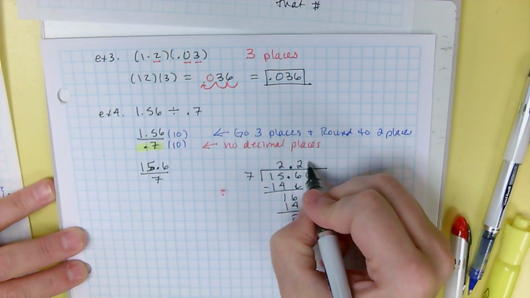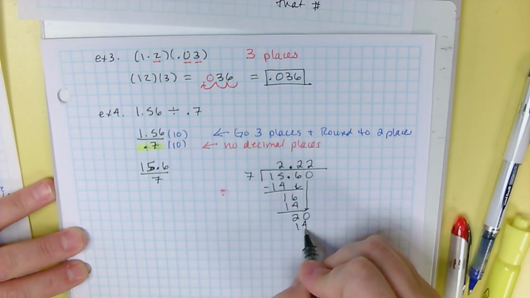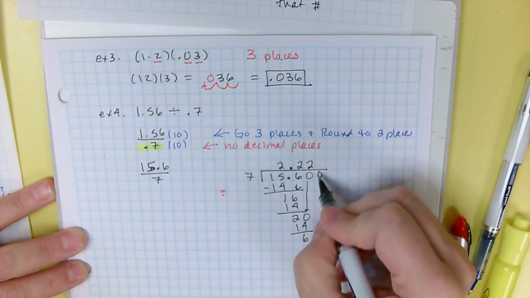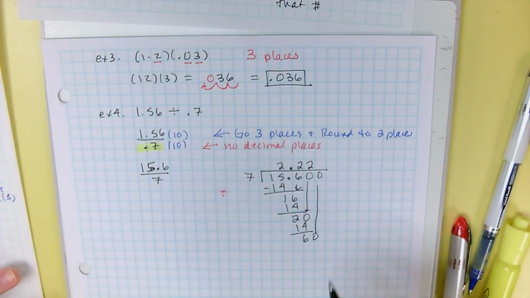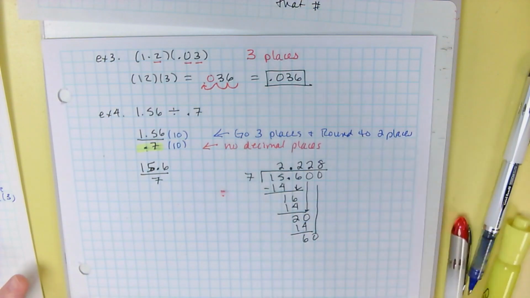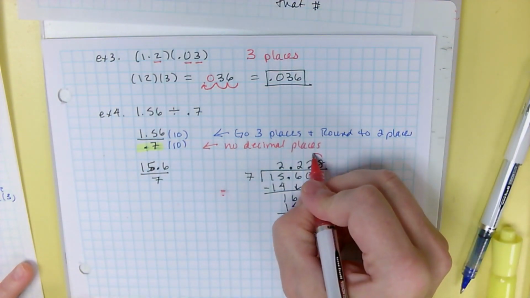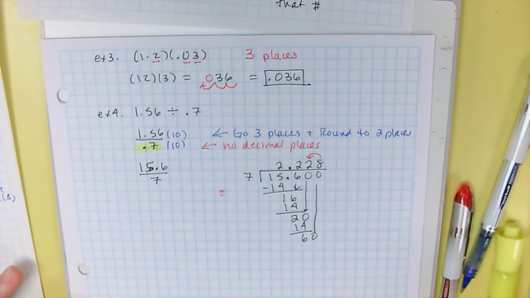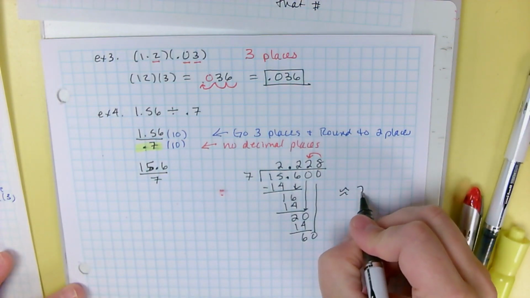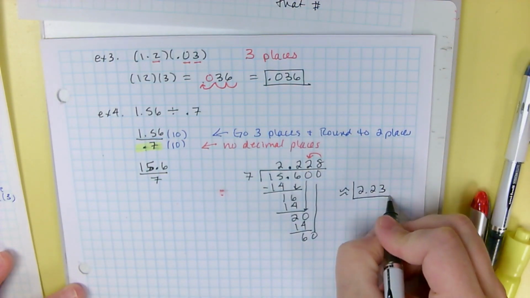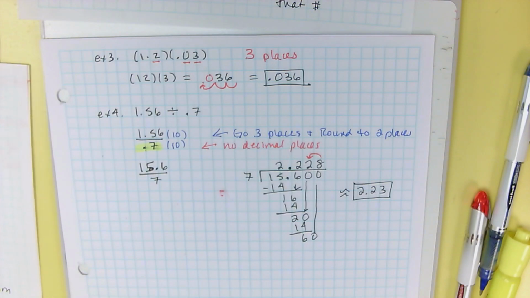7 goes into 20 2 times. 2 times 7 is 14. That's 6, add a 0. 7 goes into 60 8 times. Okay, so we have 3 decimal places. The 8 will round the 2 up to a 3, and we get 2.23 as our rounded answer.